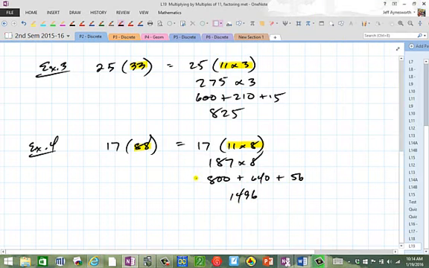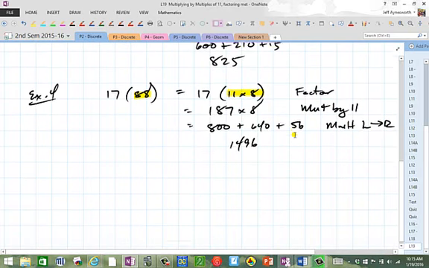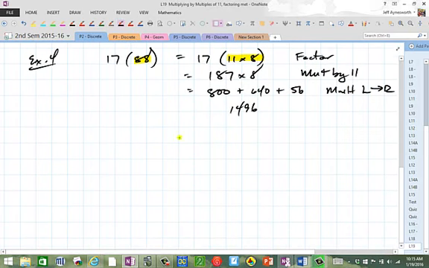Let's verify. 17 times 88 is 1496, see? So the very first thing is I factor, then I multiply by 11, and then I multiply left to right. It's a three-step process, and believe it or not, you can do all this in your head when you get really, really good. It just takes practice. You're more capable than you think you are.